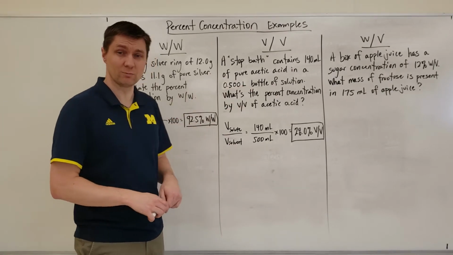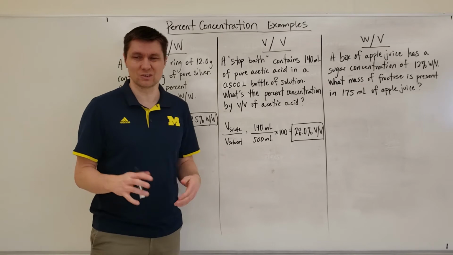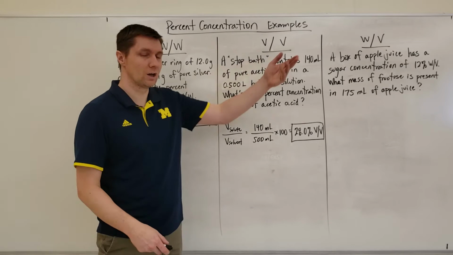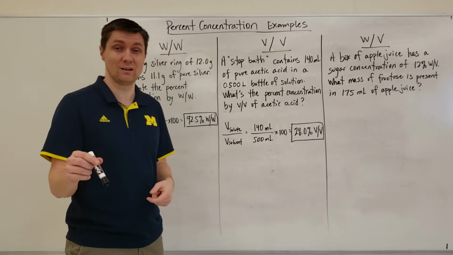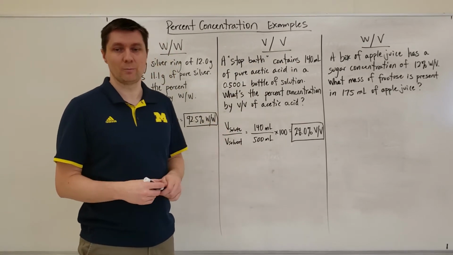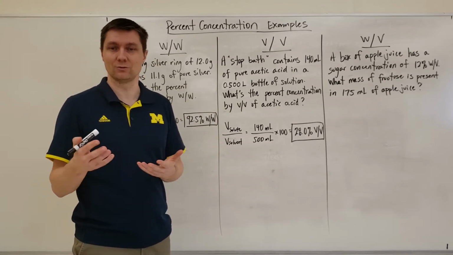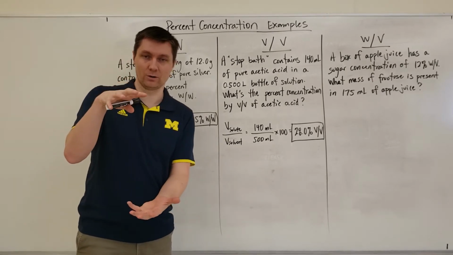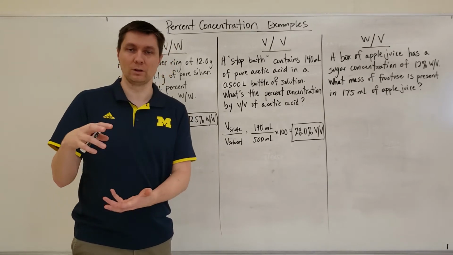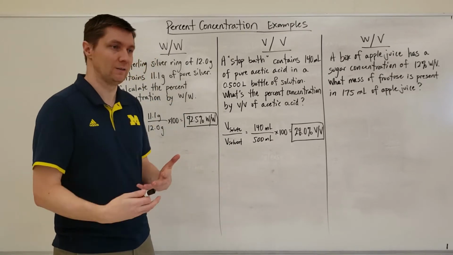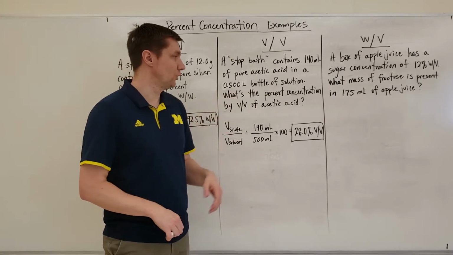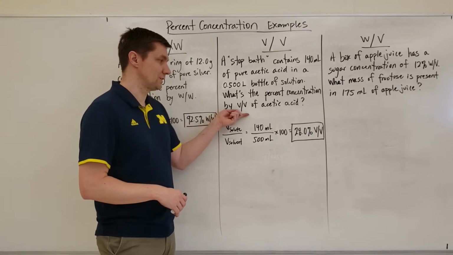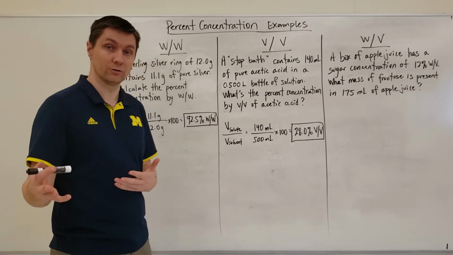The second one is a volume to volume question. So a stop bath is a bath that photographers use to develop photos and things like that, and it contains 140 milliliters of pure acetic acid in a 0.500 liter or half a liter bottle of solution. So within that half a liter bottle of solution, there's 140 milliliters of pure acetic acid dissolved in that solution. It wants to know what's the percent concentration of the acetic acid solution, and they want it as a volume to volume expression.